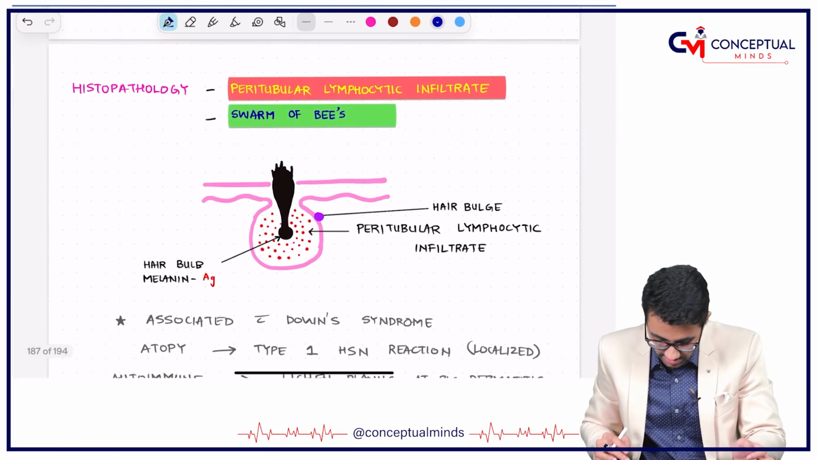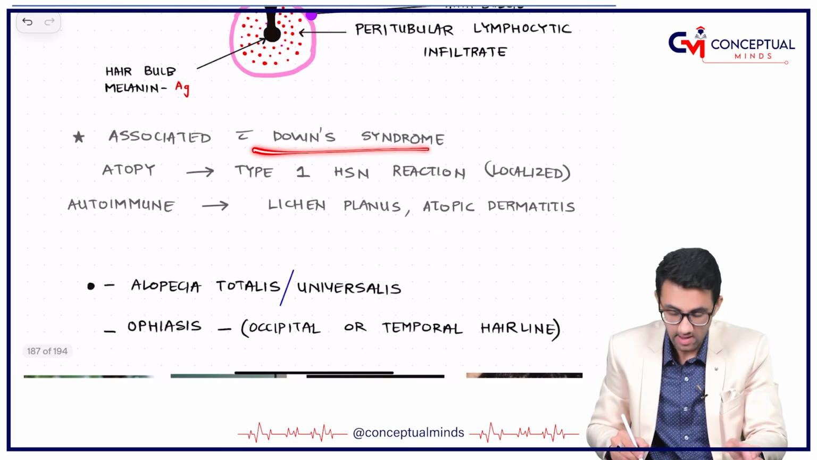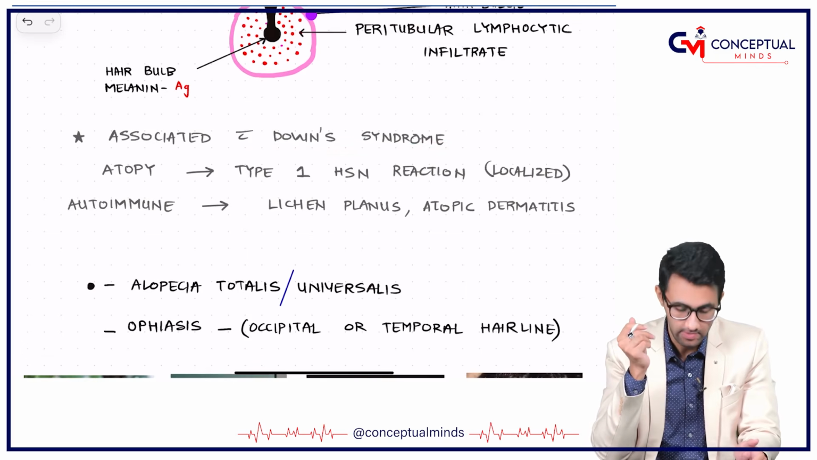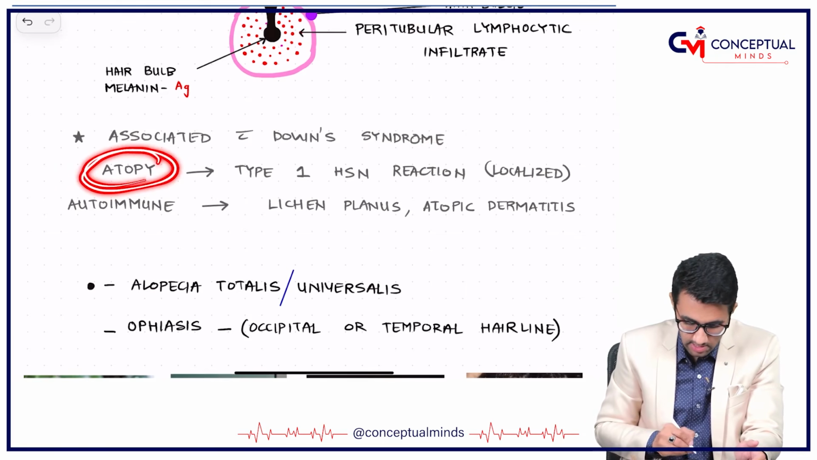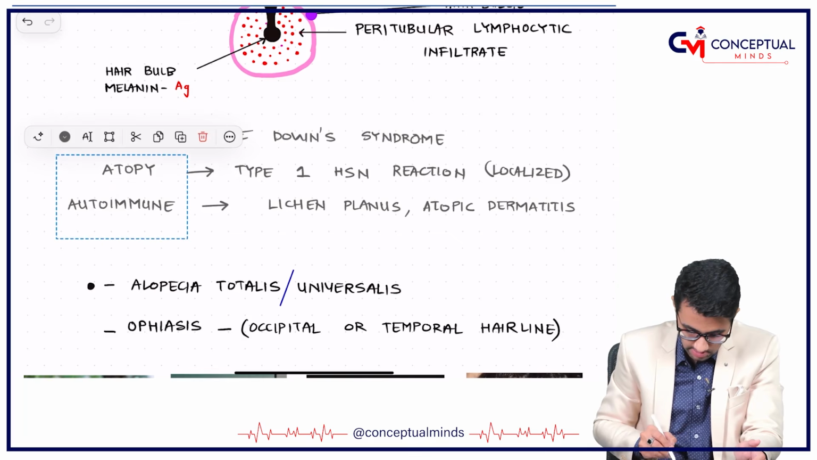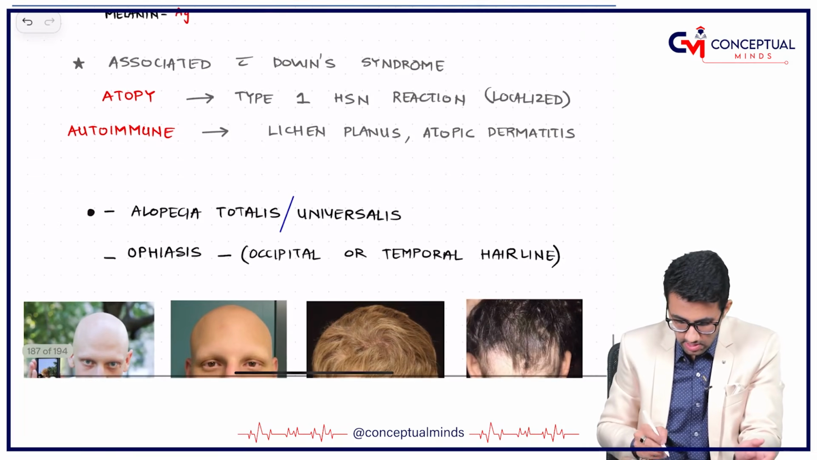Okay, so this condition has some associations with it. What is it associated with? First of all, we have Down syndrome. It is associated with Down syndrome, trisomy 21. Then atopy. This is very important. We have to remember this one. Atopy and lichen planus. These two points I want you to read.